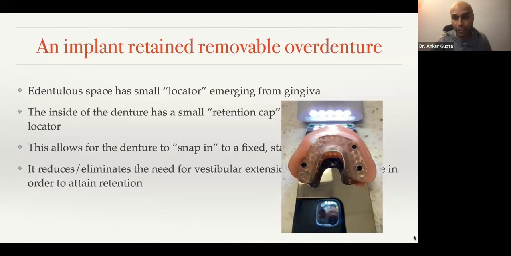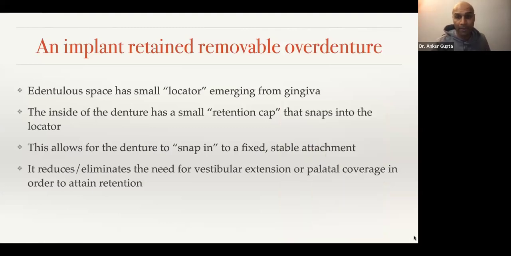This is just an upper denture here that you see where I shaped it as a horseshoe-shaped denture so that it would snap into the locators. It would get its retention that way.